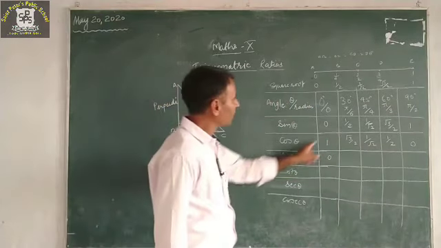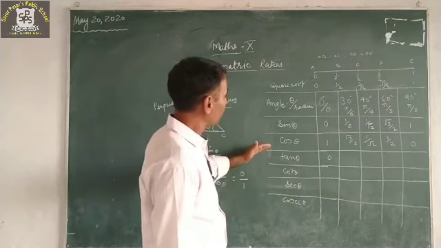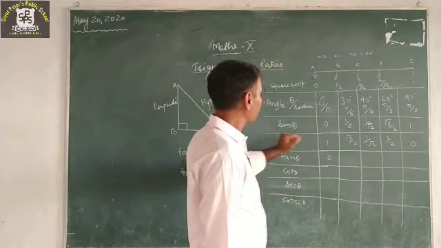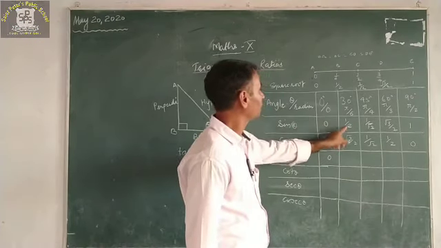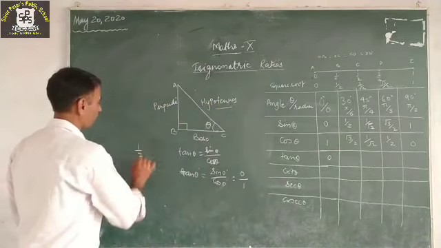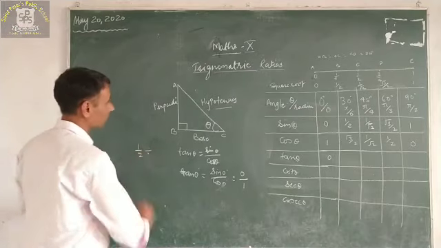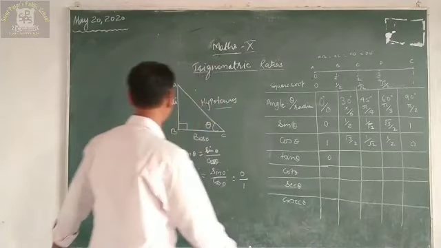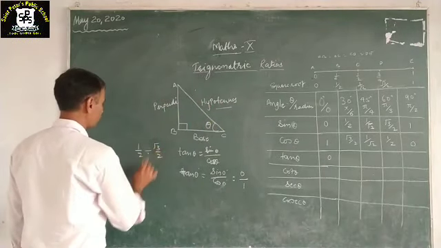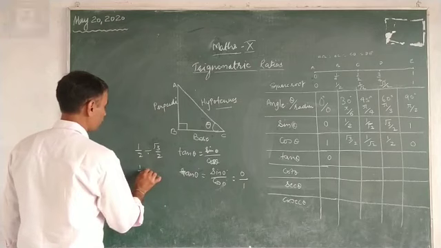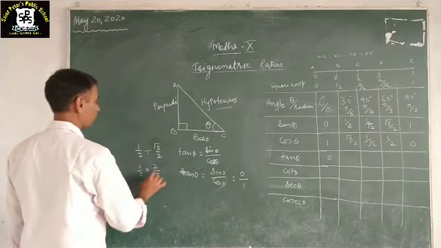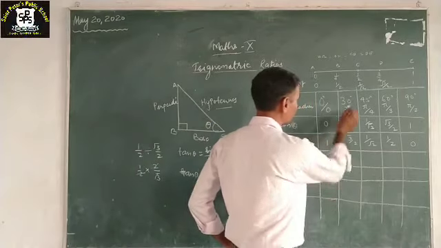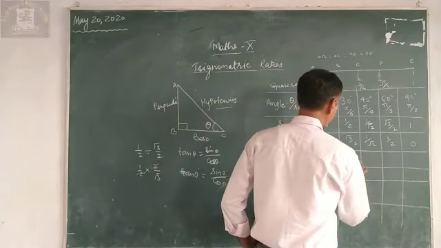To find the value of tan 30 degree, I should divide the value of sin 30 degree by cos 30 degree. The value of sin 30 degree is what? 1 upon 2, and 1 upon 2 should be divided by the value of cos 30, which is root 3 by 2. If you divide it, then it is 1 upon 2 into 2 upon root 3. So it's 1 upon root 3. So the value of tan 30 degree will be equal to 1 upon root 3.